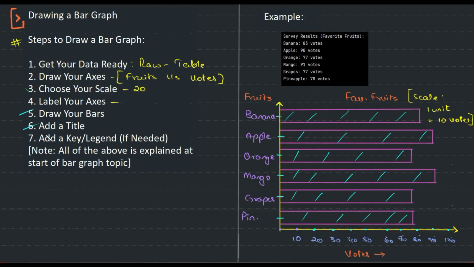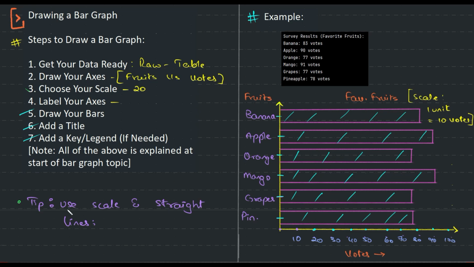So you draw the graph, add the title, add a key or label if need be. So that we'll discuss when need be. See, one hidden tip, let me write it: use scale and straight line. Always use scale and straight lines. Don't do it without this.